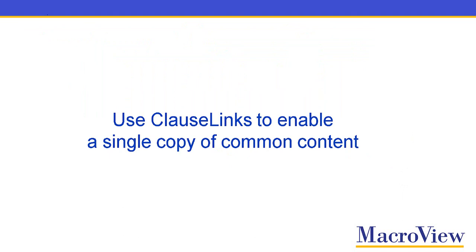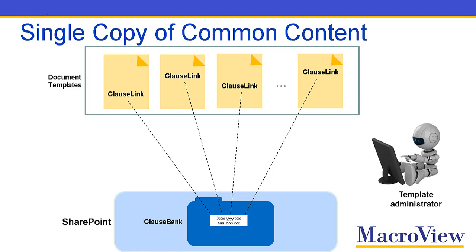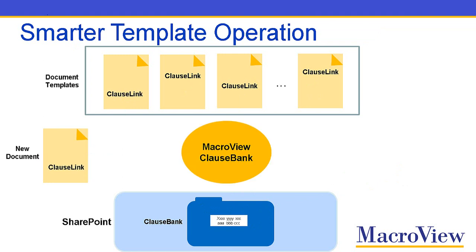A smarter approach is to use clause links to enable a single copy of common content elements. In each of those templates, a specialized hyperlink called a clause link points to a single copy of that content item stored in a central SharePoint document library or folder. This makes it much simpler when that common content item needs to be updated. The template administrator simply edits the single copy. When it's time to generate a new document, MacroView Clause Bank replaces that clause link with an up-to-date copy of the relevant content.